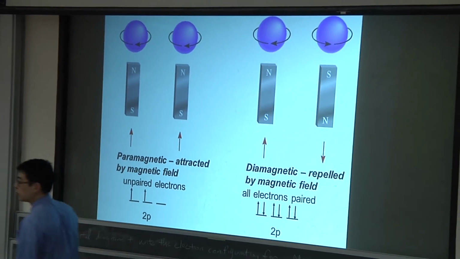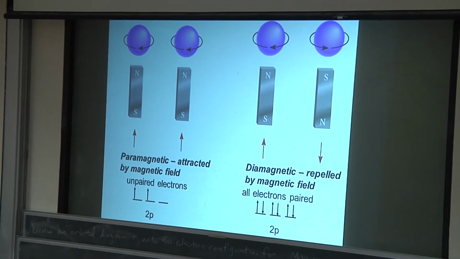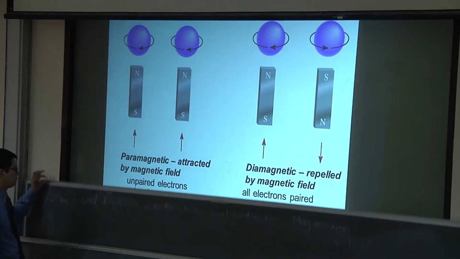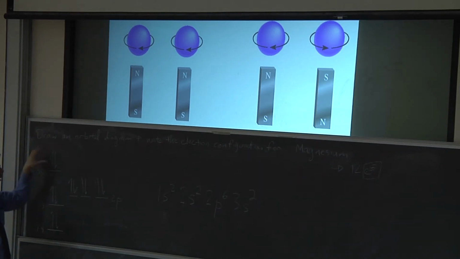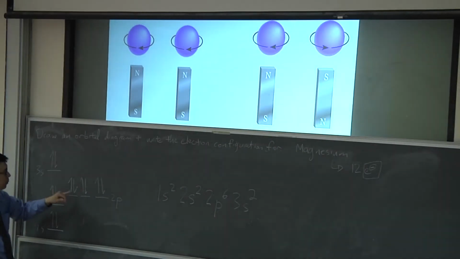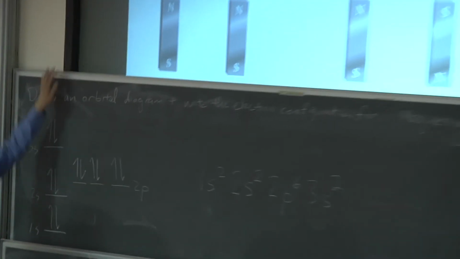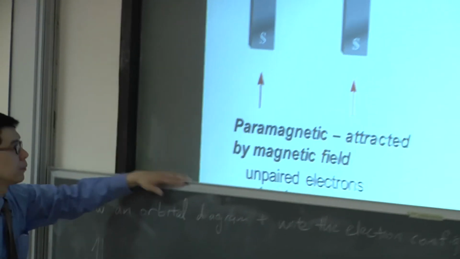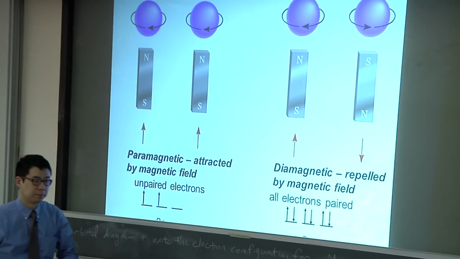Right, so is magnesium paramagnetic or diamagnetic? It's diamagnetic, right, because all the electrons are paired. In other words, each orbital has pairs of electrons. There's nothing unpaired like this.